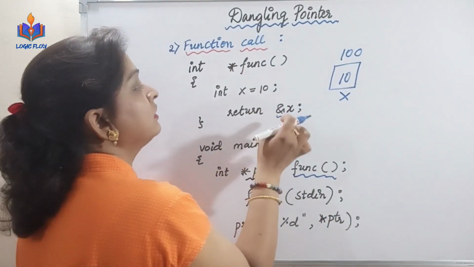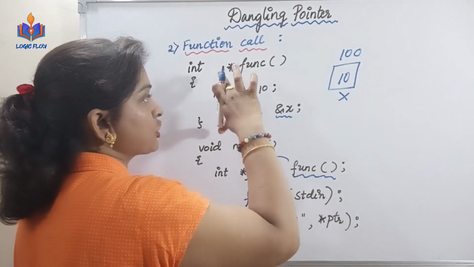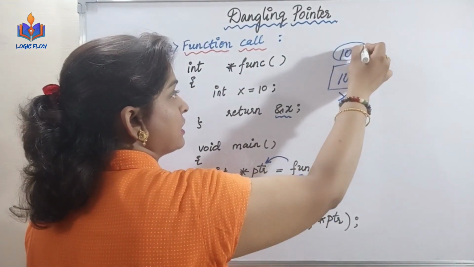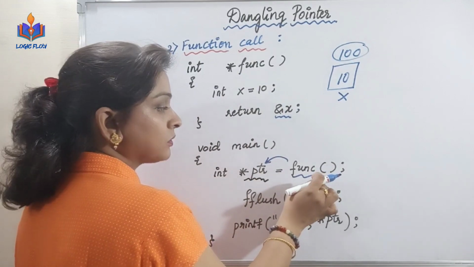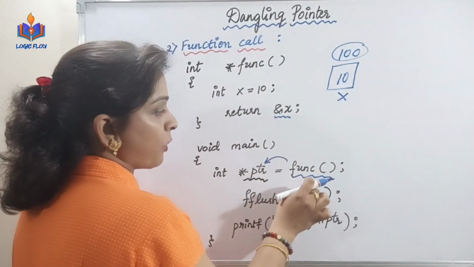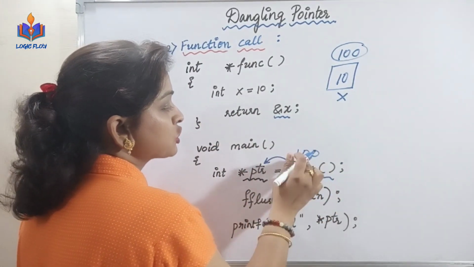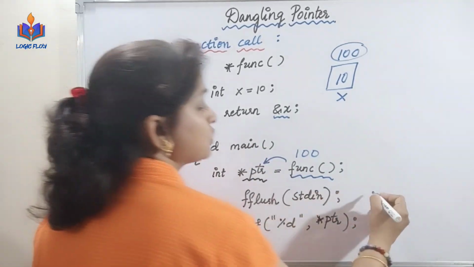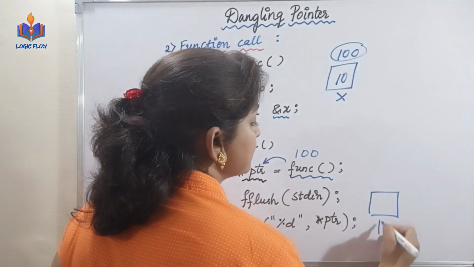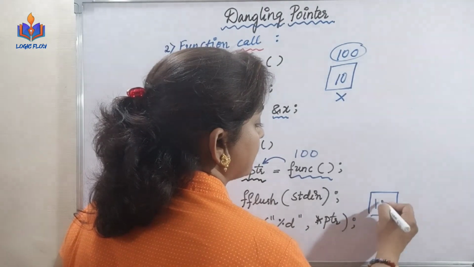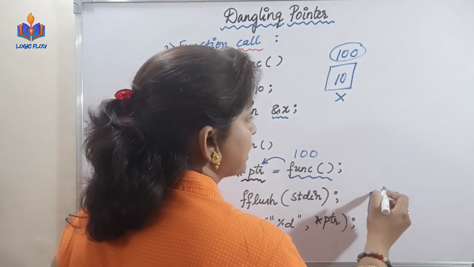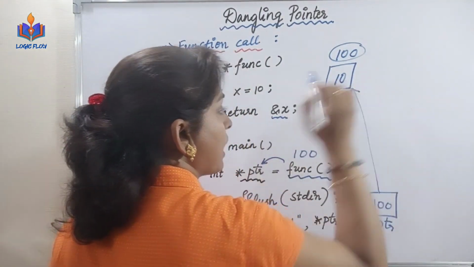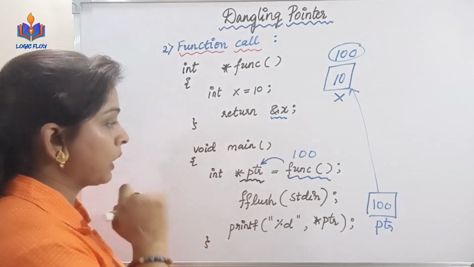I say return the address of x means this function call should return this address to the place where the function was called. So now the control will come to this point. Now the value 100 should be stored in the pointer. So now PTR is having the address 100, means it is pointing to the location 100. Right. Now what I'll do?